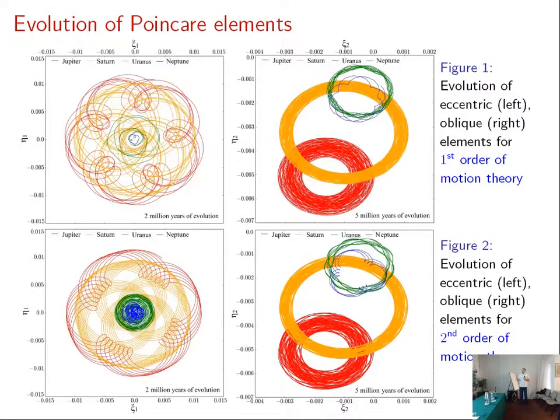Upper figures represent the evolution of eccentric elements, left picture, and oblique elements, right picture, for the first order of motion theory on time interval 2 million years and 5 million years correspondingly. Lower figures represent the evolution of eccentric and oblique elements for the second order of motion theory. Eccentric and oblique elements keep small values over the whole time of the integration.